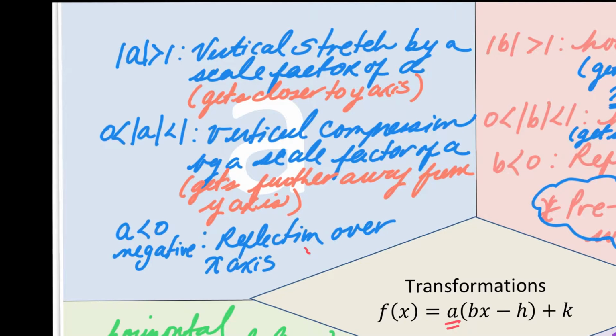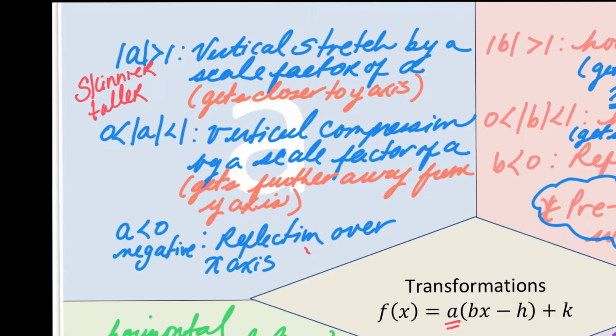It's going to get closer to the y-axis. A lot of times people say in this case that it gets skinnier, especially if you're looking at a quadratic or a cubic function. It makes it go closer to the y-axis. And if you're looking at a trig function like a sine or cosine, it makes the function taller. So it really depends on what type of function we're talking about.